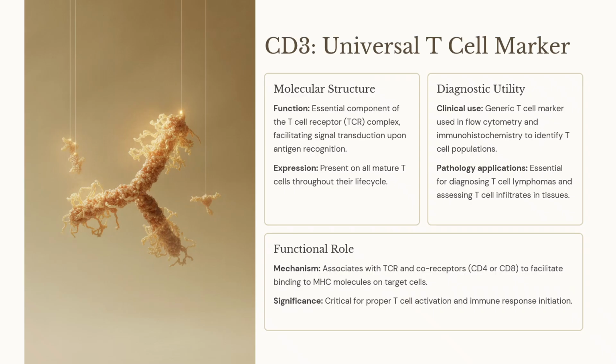Now let's move on to CD3. CD3 is what we call the universal T cell marker. It is an essential part of the T cell receptor complex, and that means you will find it on all mature T cells throughout their life cycle. Why is this important clinically? Because CD3 is the generic T cell marker we use in flow cytometry and immunohistochemistry to identify T cell populations.